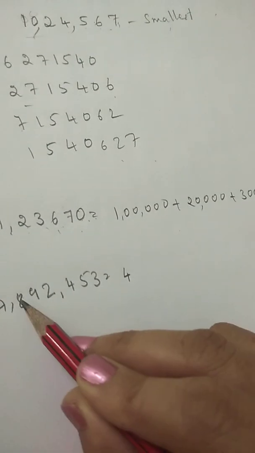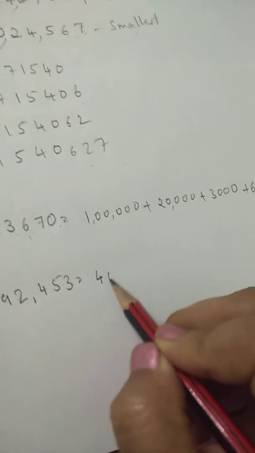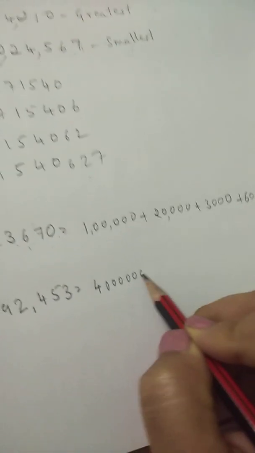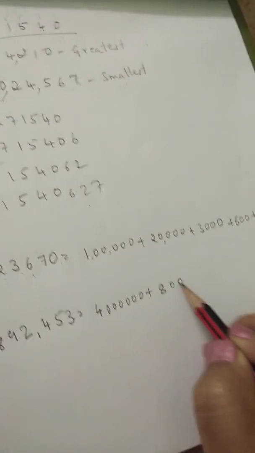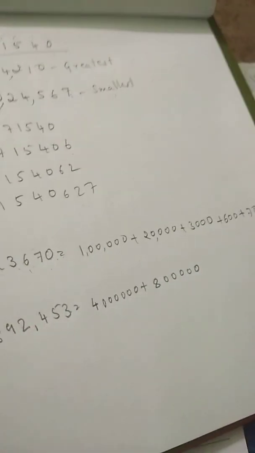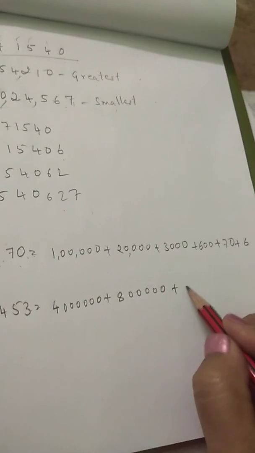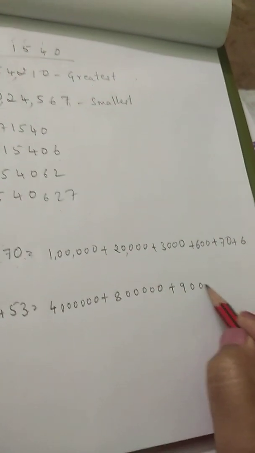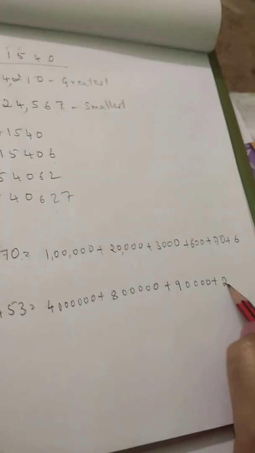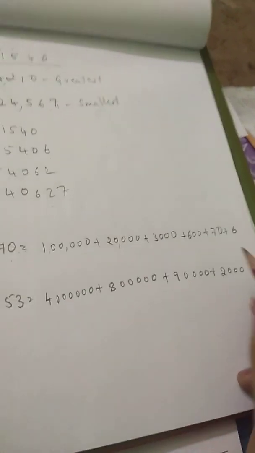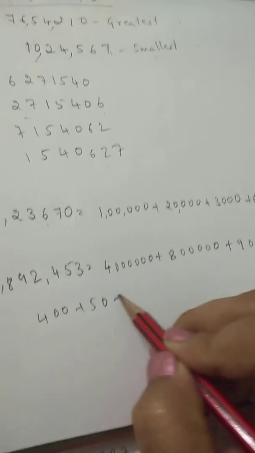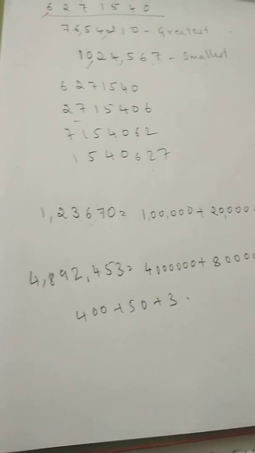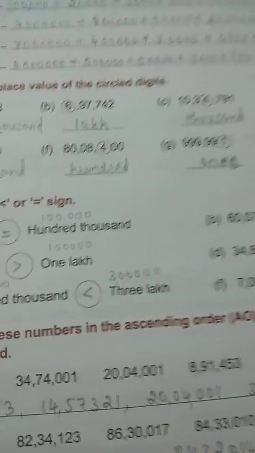4 million. So 1, 2, 3, 4, 5, 6 zeros. Then 8 with 1, 2, 3, 4, 5 zeros. Then what comes next? 9 with 1, 2, 3, 4 zeros. Then 2 with 1, 2, 3 zeros. Then 400, then 50 plus 3. So you just try for these two.